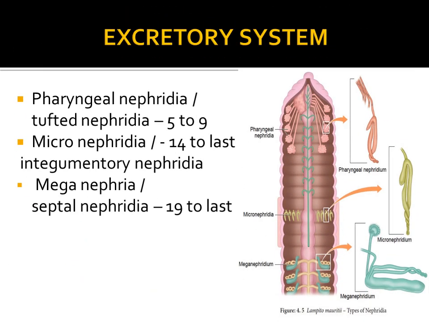The next system is the excretory system. So what is the role of the excretory system? The role of the excretory system is to eliminate or send out the excretory waste, or the nitrogenous waste, which is produced during the metabolic process. When the cell is doing the metabolic process, some waste will be produced. Those wastes are toxic to the body, so that waste should be eliminated from the body.